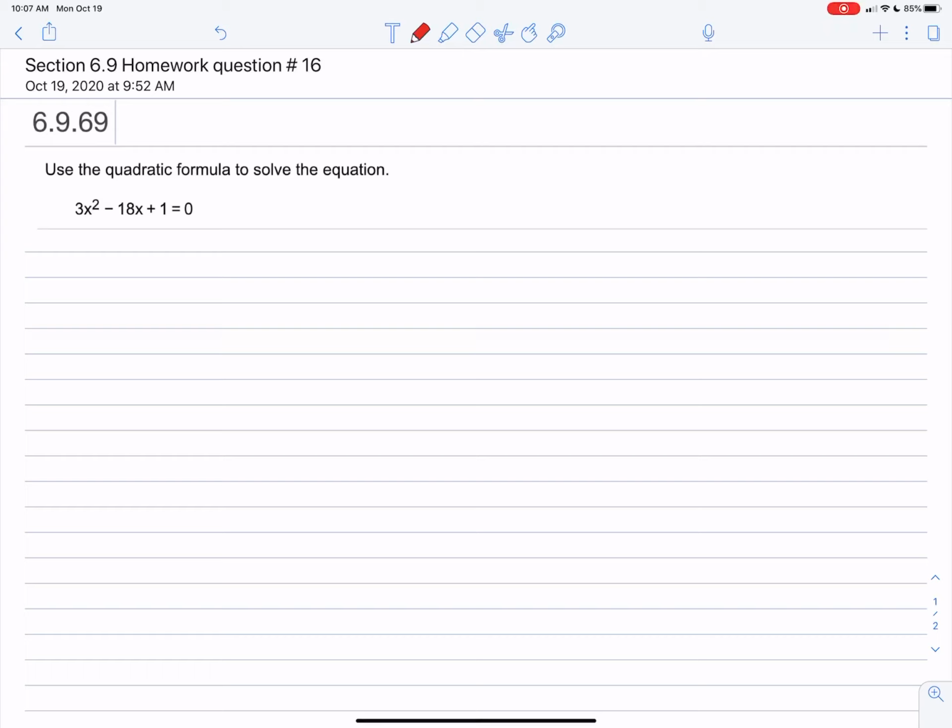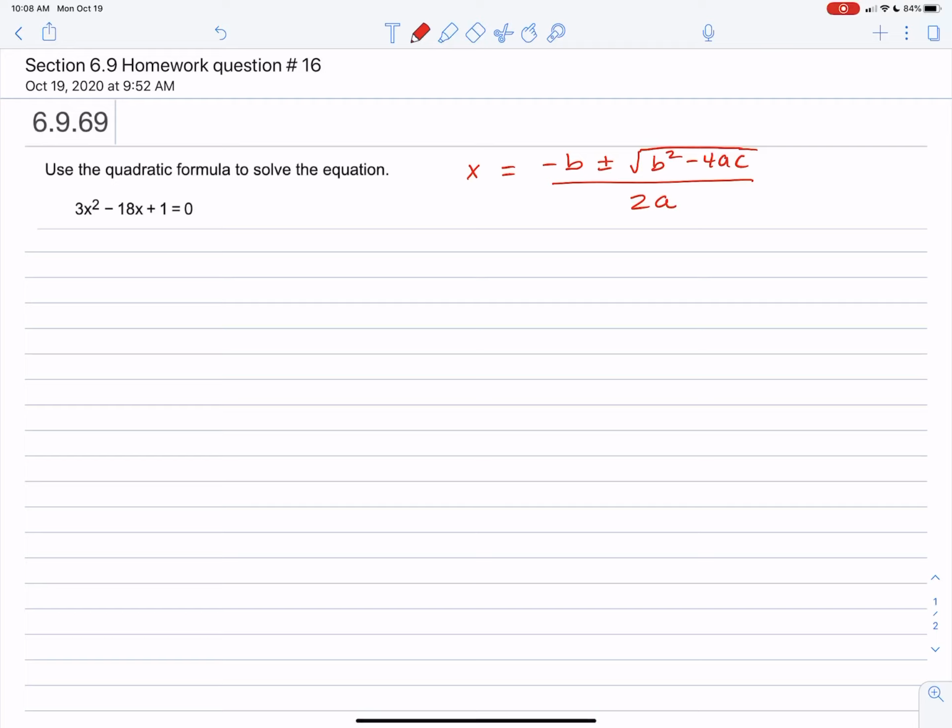Use the quadratic formula to solve the equation 3x squared minus 18x plus 1 equals 0. All right, the quadratic formula is x equals minus b plus or minus the square root of b squared minus 4ac over 2a.